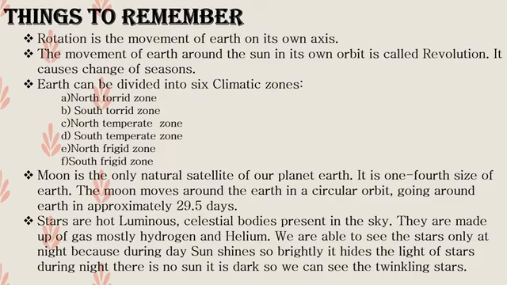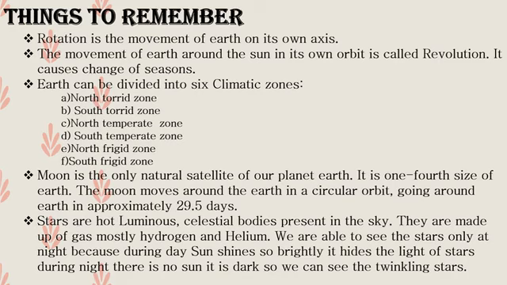With this, we come to an end to this part also. There are a few things that you should remember at the end of this video. Number one, rotation. Rotation is the movement of Earth on its own axis. It takes 24 hours to complete one rotation. The movement of Earth around the Sun in its own orbit is called a revolution. It causes change of seasons.